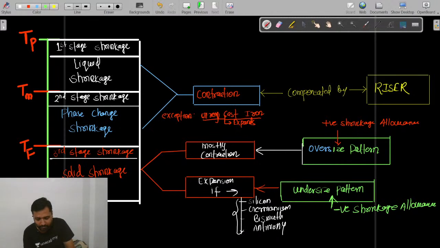Yes, dear students. Do you guys have any doubt up till this? I hope you guys will not have any doubt up till this.